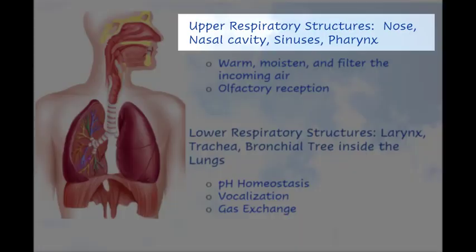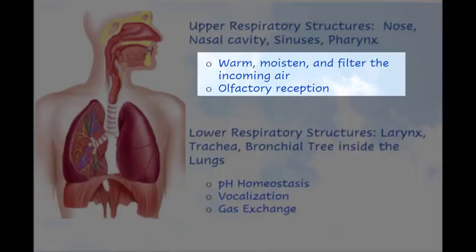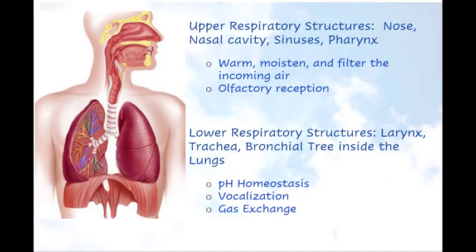The upper respiratory structures include the nose, nasal cavity, sinuses, and pharynx. The pharynx is commonly referred to as the throat. These structures conduct air into and out of the body. They also warm, moisten, and filter the incoming air, and the nasal cavity houses your olfactory receptors.